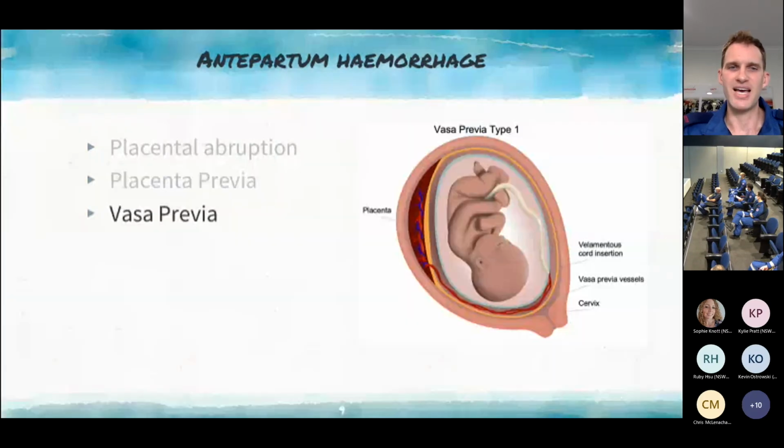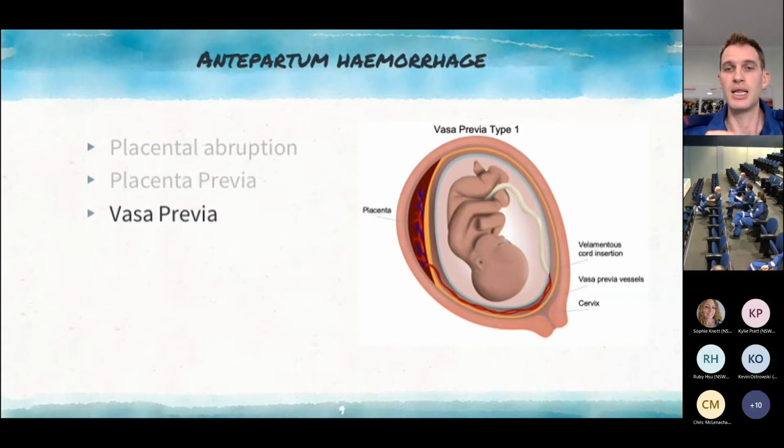And then finally, vasa previa is slightly different. So this is caused by a filamentous cord insertion, and that means the cord, rather than coming out directly from the placenta, travels between the membranes of the chorion and the amnion, and where it goes over the cervix, that cord is at risk for being damaged and bleeding.